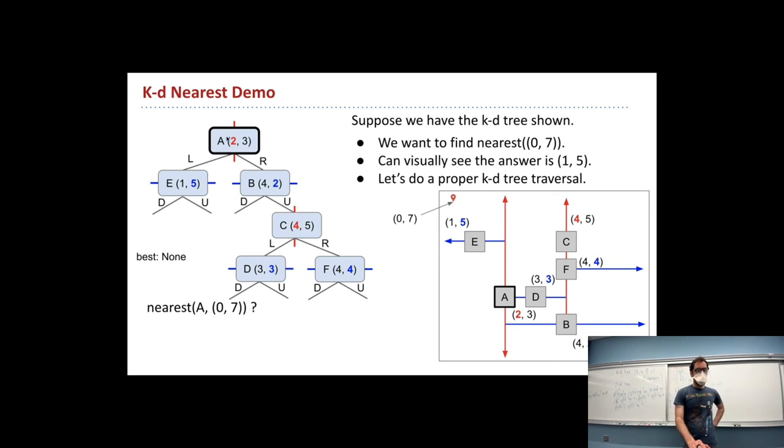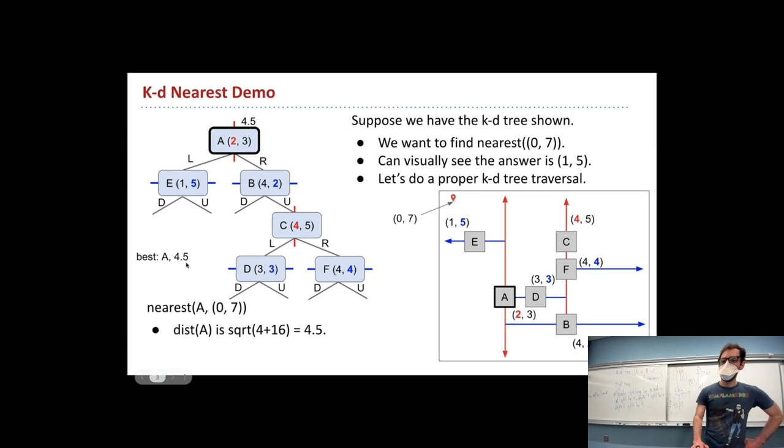So we start off at A. We currently haven't found a best. Our point 0,7 is about 4.5 away from the point 0,23, so A is going to be the best that we found so far. And we're using the Pythagorean theorem, the distance formula, to compute our distance.